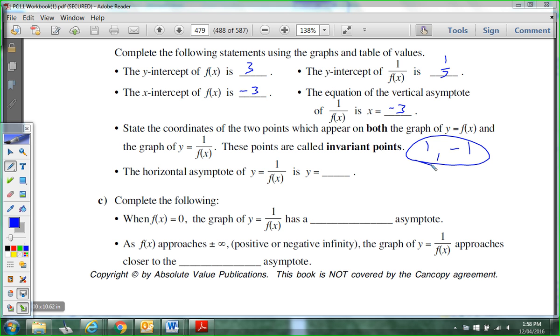So those happened at, let's be a little more specific. Let's not just say 1 and -1. Let's say the exact points here first. Sorry. Be a little lazy there. So let's say it was -4, -1 as an invariant point, and -2, 1 was an invariant point. So those are your points that both graphs shared.